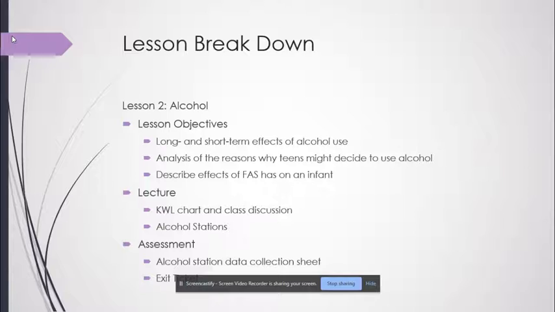In the alcohol unit, I also do stations to get the students up, moving around, and interacting with each other. I have a lot of hands-on manipulatives for the students to discover. One of the manipulatives is the alcohol impairment goggles. When the students are completing the stations, they have an alcohol station data collection sheet that they turn in at the end of class, and then they complete their exit ticket.